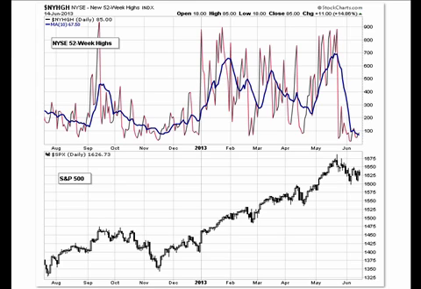Here's the S&P 500 on the bottom versus NYSE 52-week highs. Obviously, we've been at a low level for a couple weeks now. I'm perfectly okay with that. I'm not concerned that as the market pulls back, new highs basically disappear. But if the market moves up here, I'm going to want to see new highs start to expand.